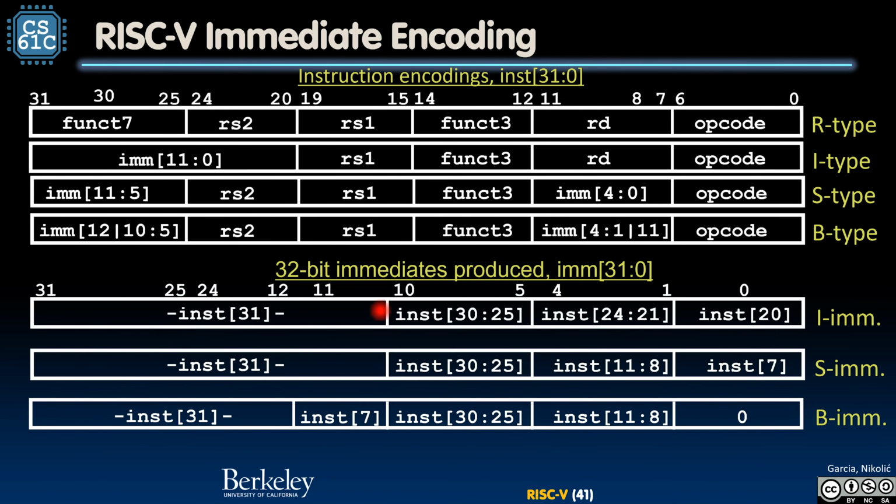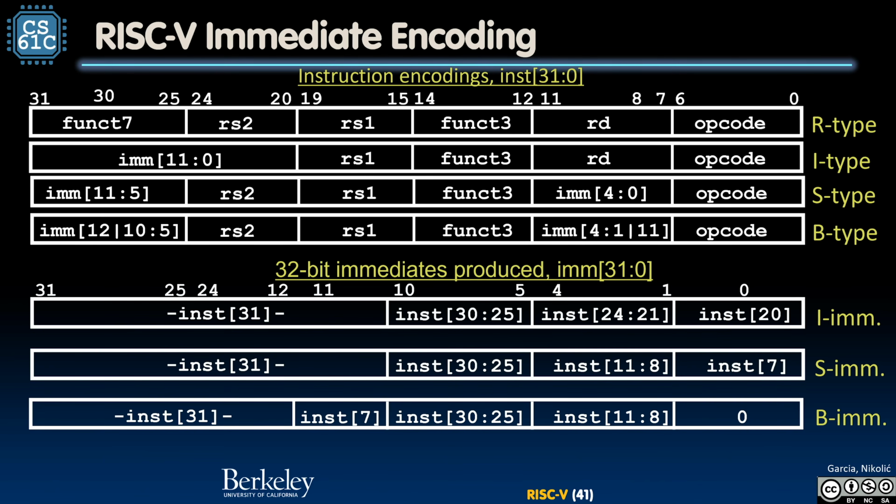Now the next type was the S-type, and here the immediate was spread into 2 places, into 2 fields. The former RD field had the lower 5 bits, and the former func7 field had the upper 7 bits. So we would put together the S-type immediate by taking bits 7 through 11, the lower 5, and the upper 7 over here, and we would extend the one that was in bit position 31.